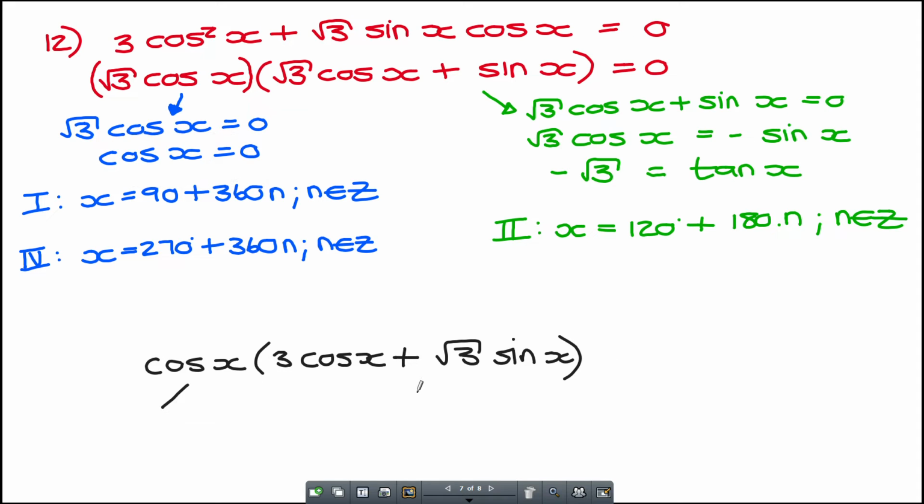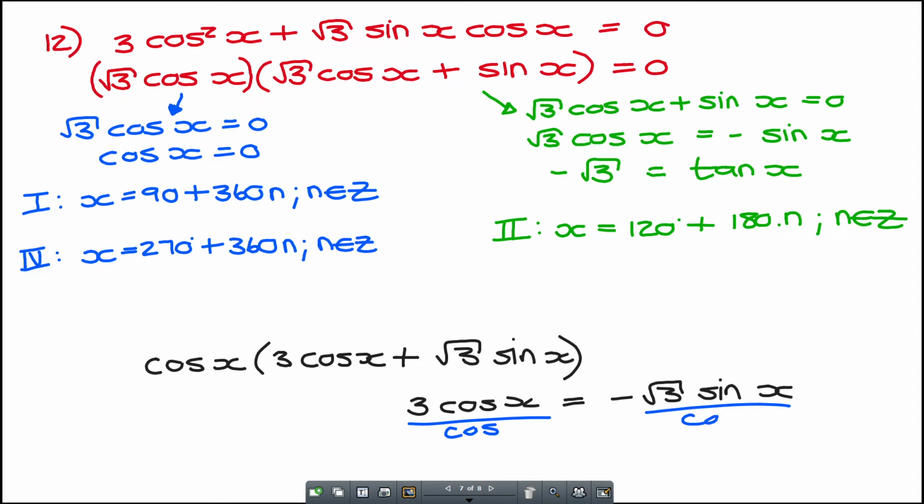So kom ons kyk net gou hierdie enetjie. So dan gaan ek hê 3 cos x plus daai is gelyk aan 0. So dan gaan ek hom sommer klaar oorvat, nee? Is gelyk aan minus wortel 3 sin x. Ok, dan sê ons, kom ons sit dit albei op cos. Ok, so dan gaan hy raak, hier gaan wees 3 is gelyk aan minus wortel 3 tan.